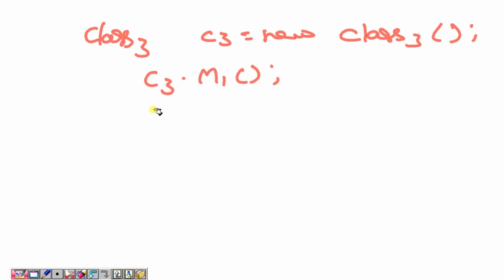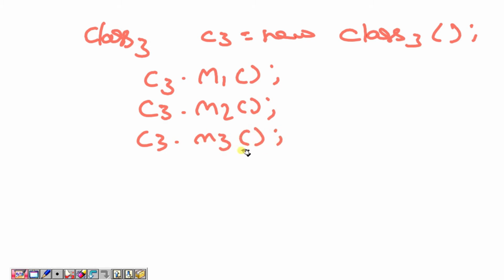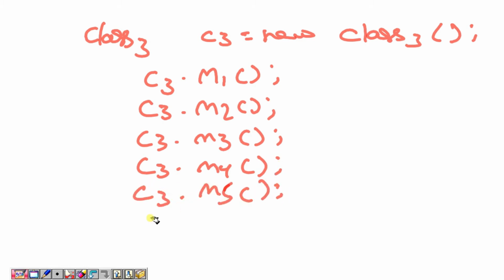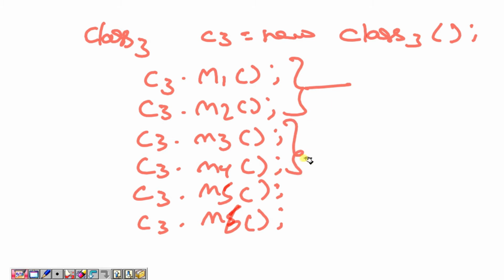Class 1 method information you can get, class 2 information also you can get, and in the same manner class 3 information also you can get. So this is class 1 information, this is class 2 information, this is class 3 information, but using only one reference we can access them. This is what we are calling the inheritance concept.